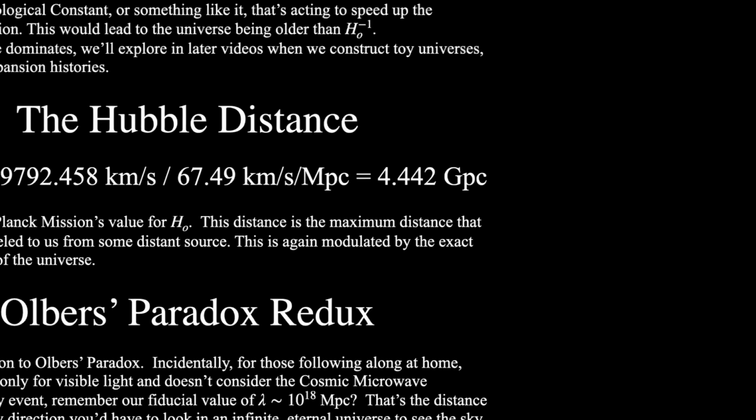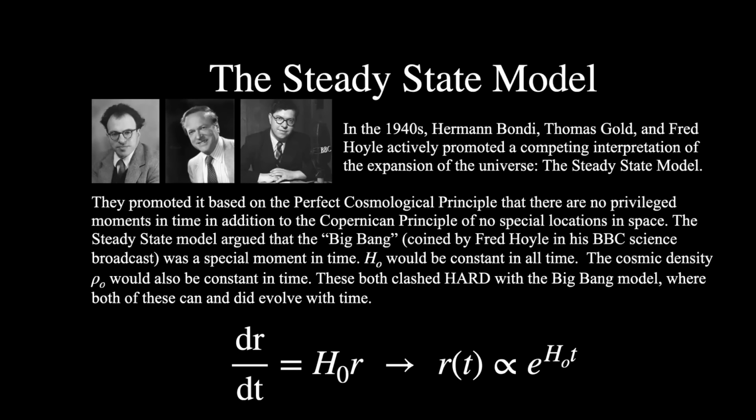Now, it wouldn't be a proper astronomy talk if we didn't talk about an argument. And the big argument against the Big Bang that started very early was the steady state model. In the 1940s, Hermann Bondi, Thomas Gold, and Fred Hoyle were the biggest promoters of a competing interpretation to the expansion of the universe.